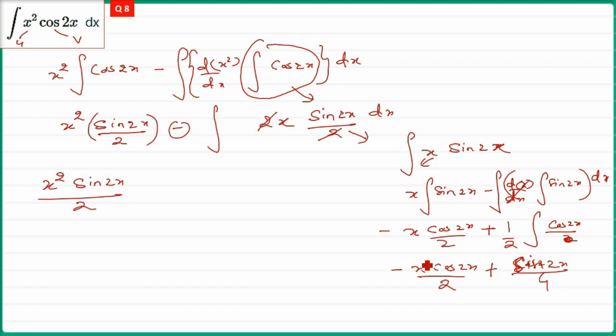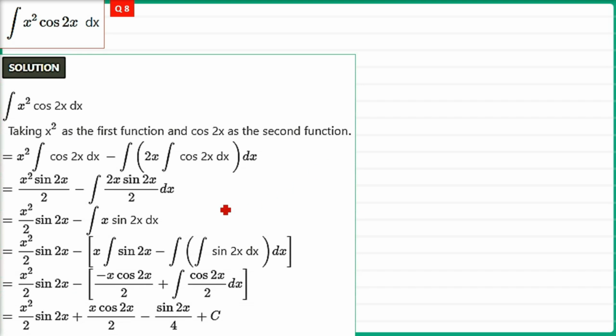Now negative is there, just change the sign and write this term which we have just found. So x cos 2x divided by 2, and since negative is outside, the sign will get changed. It will be sin 2x by 4 plus constant of integration. That's your final result. Now how you are going to write it, this is in front of you. That reference is very important.